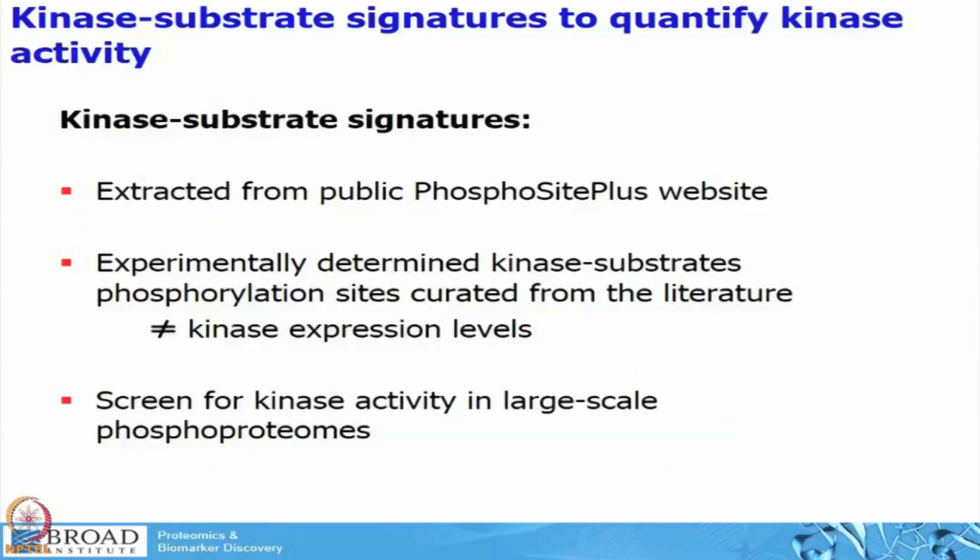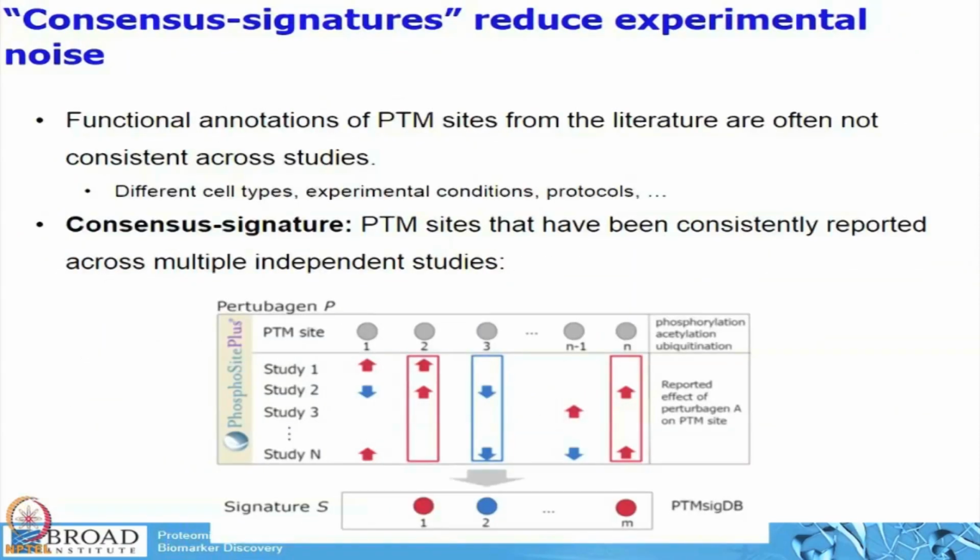Let me quickly go through these slides here. In order to extract these signatures, we came up with a method to extract consensus signatures. So let's say you have one perturbagen or one pathway that has been studied by different studies, by different labs. And there are different papers that might report, this site goes up on this perturbation. Another study reports the same site, but it goes down. This kind of inconsistency you find all over the place, right?